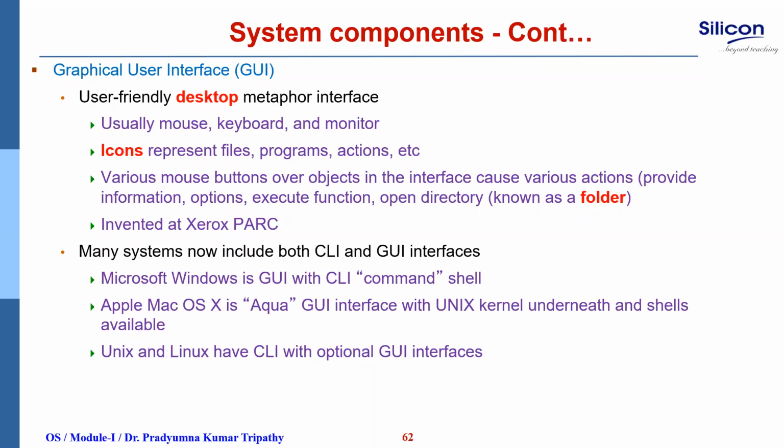So various mouse buttons over objects in the interface cause various actions. If I right click, I will get different values. If I left click, I have a different value. If I double click, I will get something different. So there are different actions on a particular object itself, right? So this provides information, options, execute function, open directory. All these we can get from the graphic user interface.